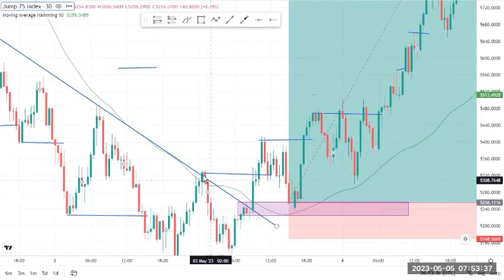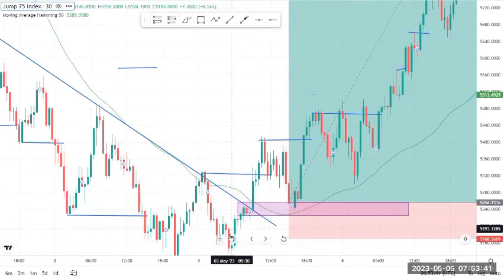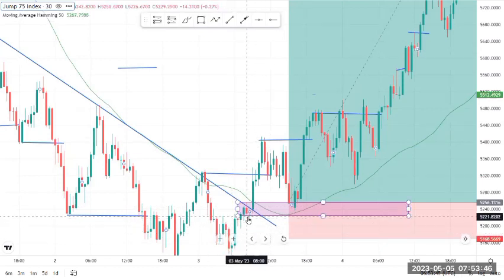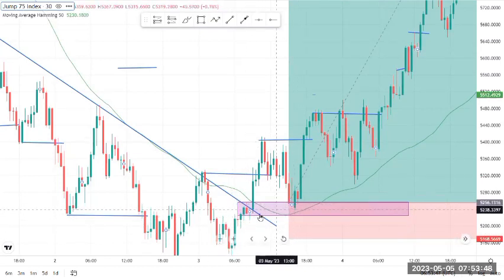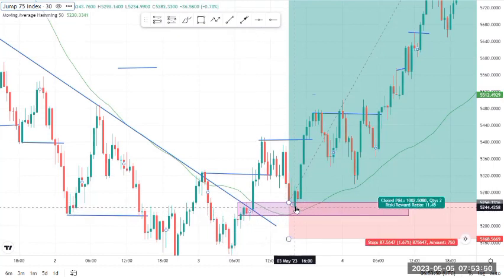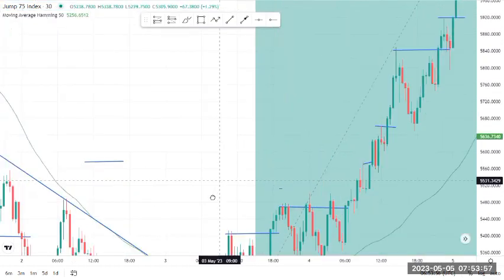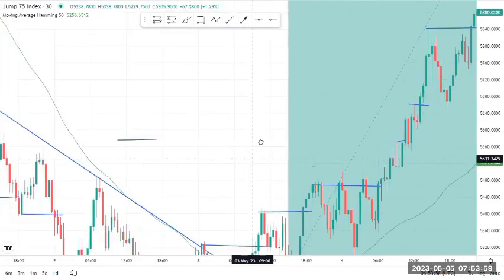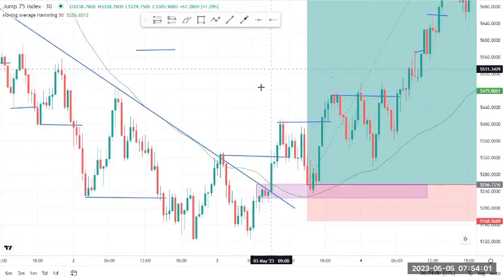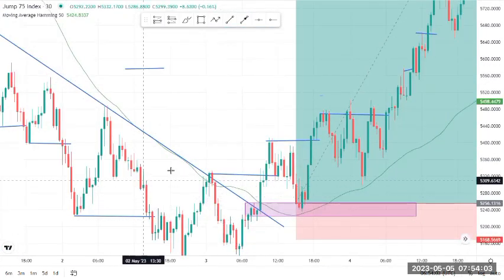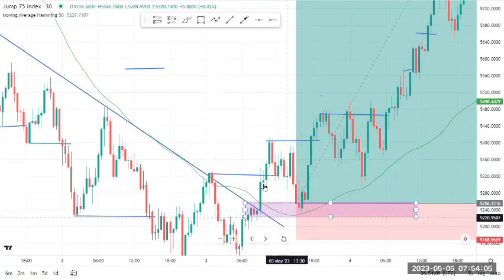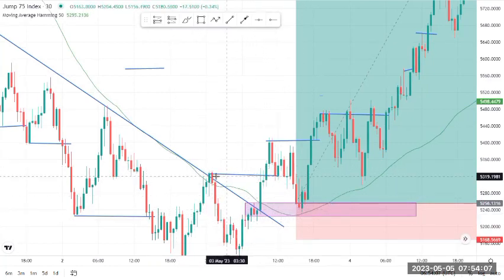Whenever you see a change of character like this, you want to look for an order block within a demand zone, right? Within a demand area. This is it. You can see it here, and that was exactly what happened. As soon as price came here, you can see this reversal, and boom, that's how I got this whole move. So make sure that you wait for a reversal whenever you see a change of character.